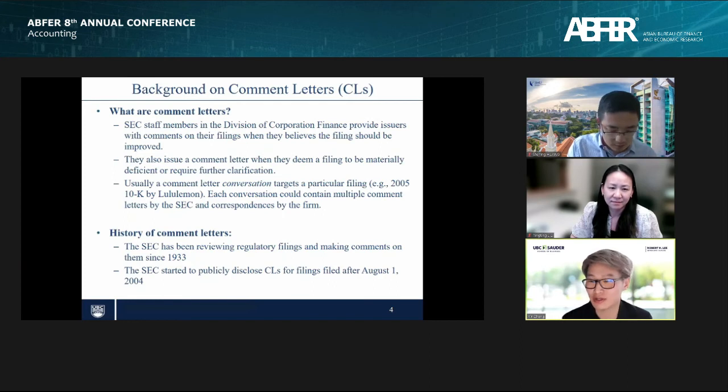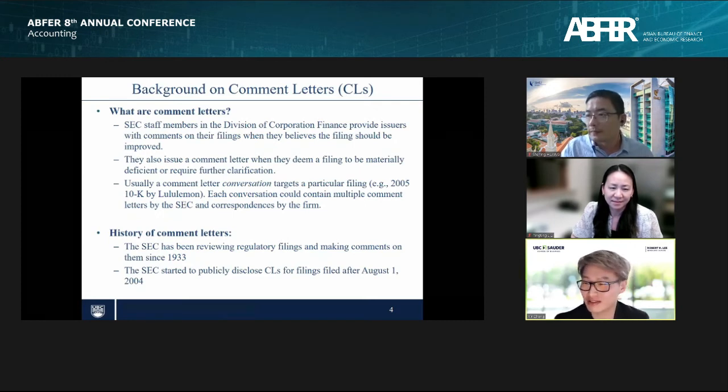Usually a comment letter conversation targets a particular filing, like the 2005 10-K filed by Lululemon. It's very specific. And each conversation could contain multiple comment letters by the SEC and also correspondences by the firm. So it's a back and forth negotiation process, if you will.